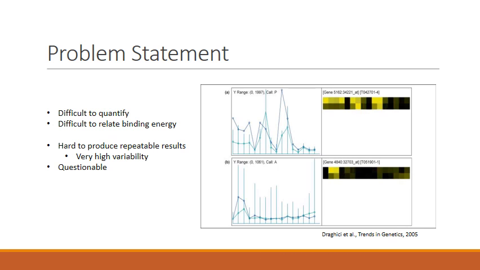While this method is effective, it is difficult to quantify the extent of gene expression and relate fluorescence to the different binding energies that different mutated sequences have. Therefore, it is difficult to obtain repeatable results, and the reliability of this assay is questionable. The image on the left shows the result of two trials of the same gene transcript using conventional DNA microarray techniques with fluorescence by Draghici et al. The two graphs not only show that there are different results for the same transcript, but the variability is extremely large even within each trial.